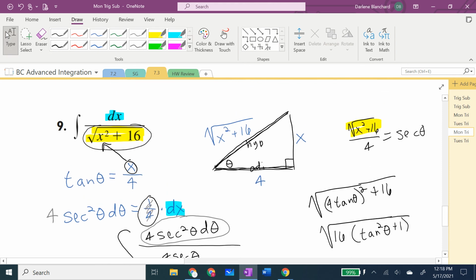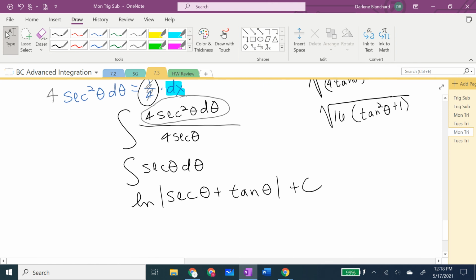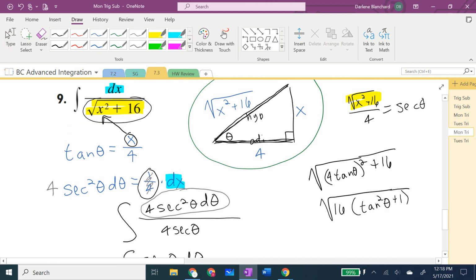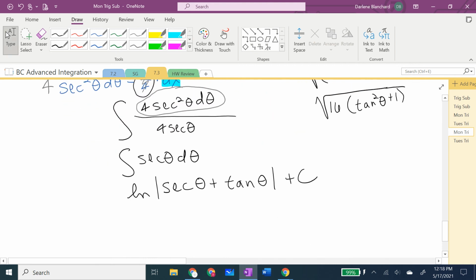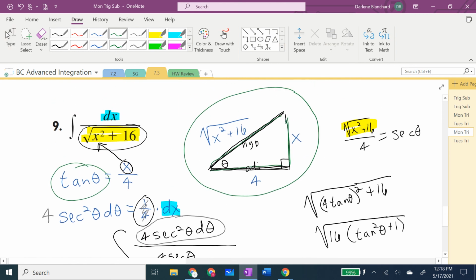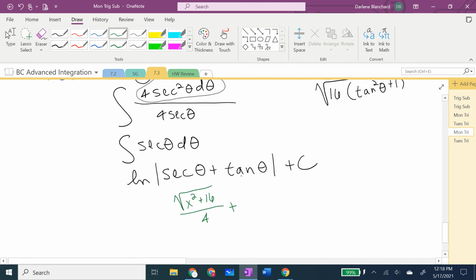Easiest way to convert back to x is to use the triangle. I'm looking for what is the secant and what is the tangent. Actually, I already know what the tangent is, but I can use the triangle too. Secant is hypotenuse over adjacent, and tangent is opposite over adjacent. Now, this is a possible answer, but I want to talk to you about what else this could be.